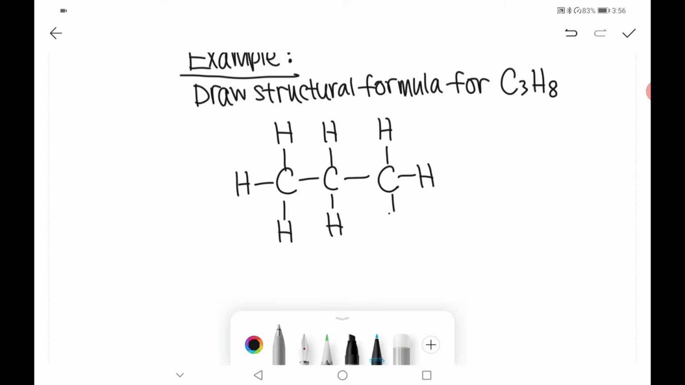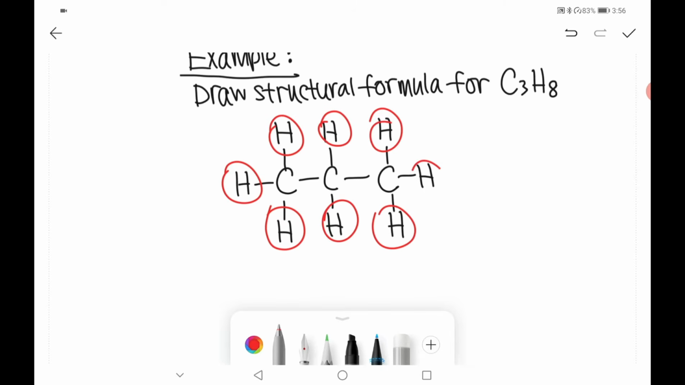And you can double check. In the end, let's double check. 1, 2, 3 carbon. That's what we want. Hydrogen 1, 2, 3, 4, 5, 6, 7, 8. That's what we want. Right, so this is how you draw it.